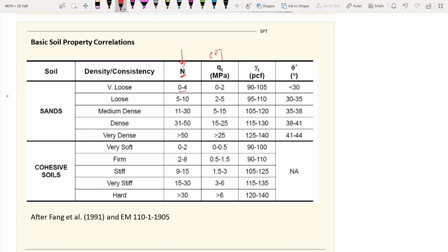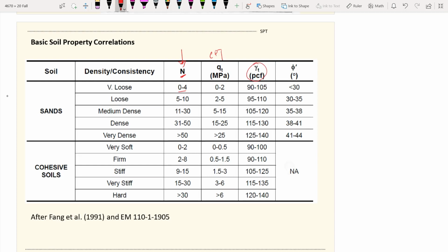But we'll come back. This is the second type of field procedure we'll cover in this lecture. So we'll come back to this Q sub T later. But this n value right there tells you the ballpark. It can correlate with the density.